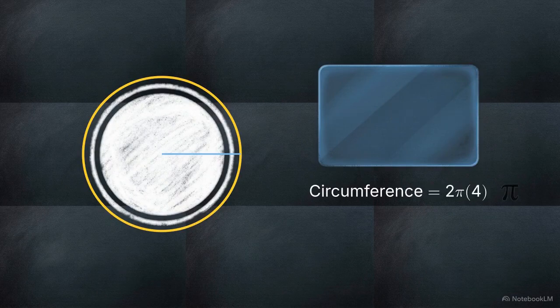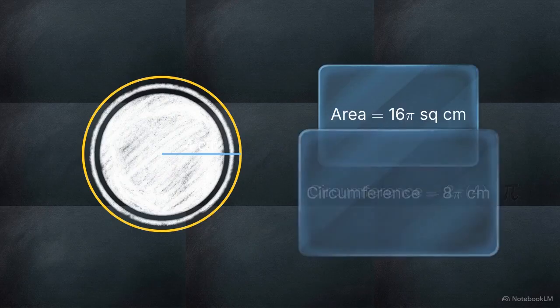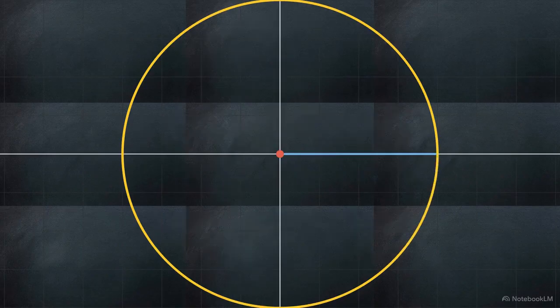Now we can find the area using pi times r squared. 4 squared is 16, resulting in 16 pi square centimeters. For the circumference, which is the perimeter of the circle, we use 2 times pi times r, giving us 8 pi centimeters. Always establish the center point and radius first. This ensures you are using the correct spatial reference before applying your formulas.